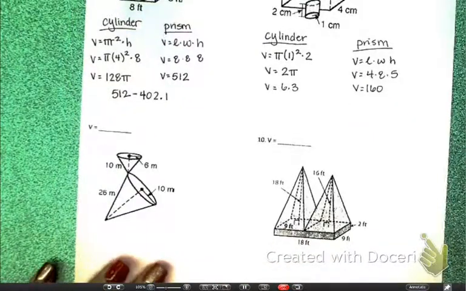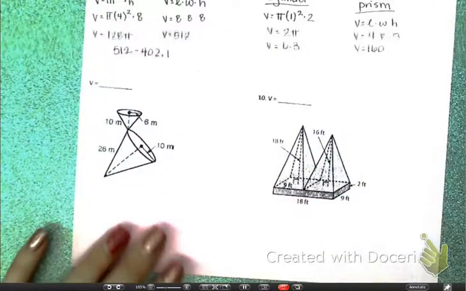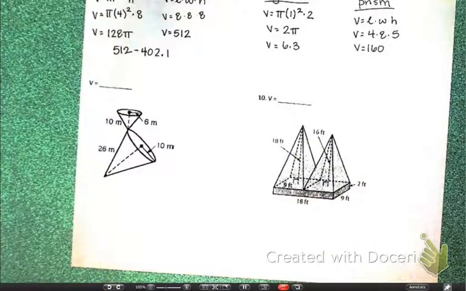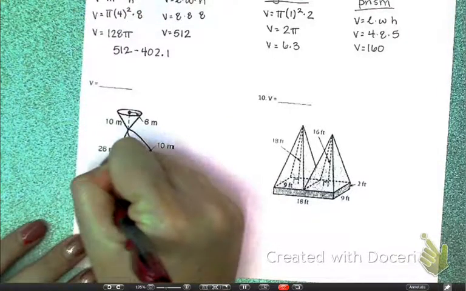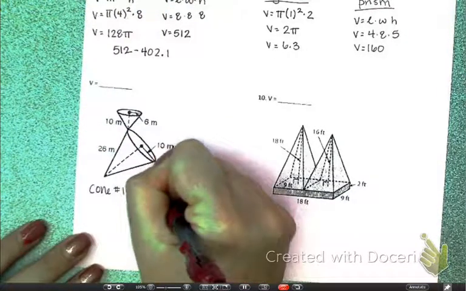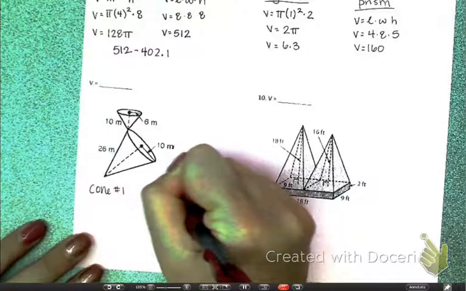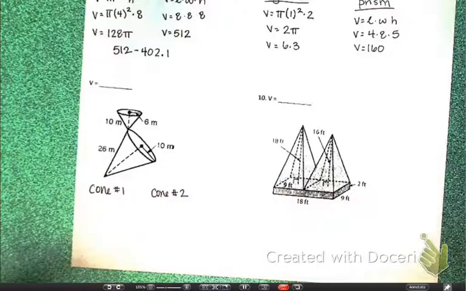All right, why don't you do number 3 as well? What are you going to do here? Add 'em. Well, what is the shape? So you have cone number 1 and you have cone number 2. And Jacob said you're going to add them together because why? They're attached. Okay, so let's see what you get.